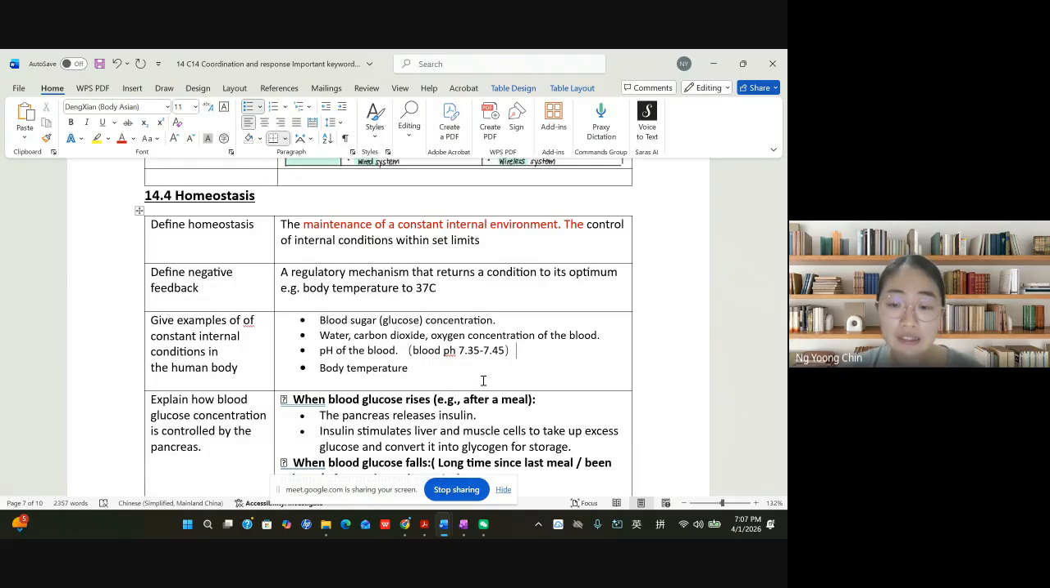Will it lead to an increase in the blood pH, to more than 7.45, maybe 7.5 or 7.6, or will it decrease to 7.3 or 7.2? What will happen?